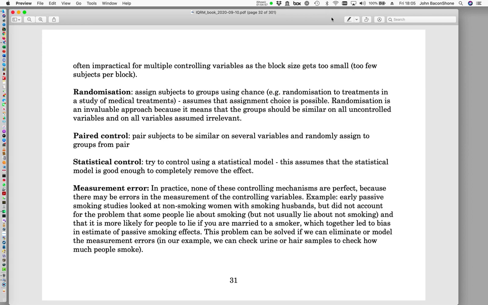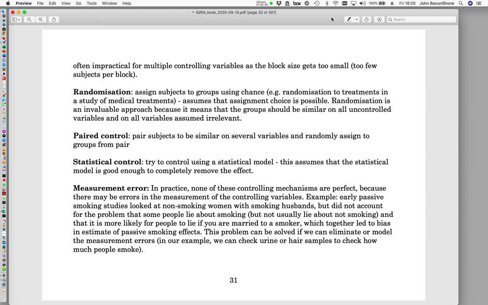If you put these two things together, first of all, people who are smokers are more likely to lie than people who are non-smokers. And secondly, people who are married to smokers are more likely to lie than people who are not. Those two things together created bias, and it meant that some of the risk that was assumed to be due to passive smoking was due to the fact that these women actually were smokers, not just breathing in their husband's passive smoking. Now we realize this problem, we can take account of it.